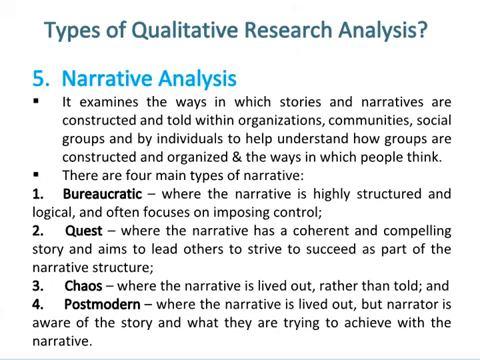There are 4 main types of narrative. Number 1 is bureaucratic, where the narrative is highly structured and logical, and often focuses on imposing control. Number 2 is quest, where the narrative has a coherent and compelling story and aims to lead others to strive to succeed as part of the narrative structure. Number 3 is chaos, where the narrative is lived out, rather than told. And number 4 is postmodern, where the narrative is lived out, but the narrator is aware of the story and what they are trying to achieve with the narrative.